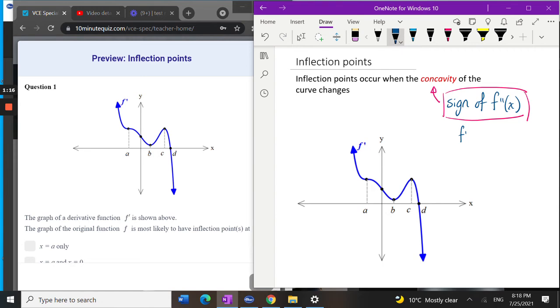So we do require that the second derivative should be 0 at that point, but the fact that the second derivative is 0 is actually not enough. It's not enough to justify that there is a point of inflection. We do need to justify that the sign changes from positive to negative or negative to positive. That's the sign of the second derivative that we're looking at there.